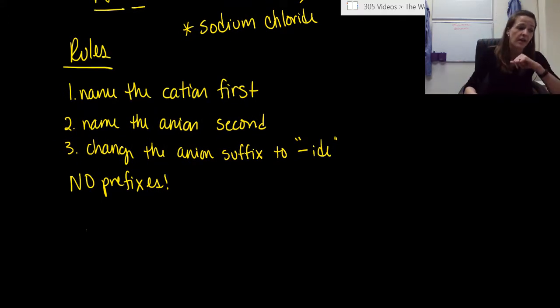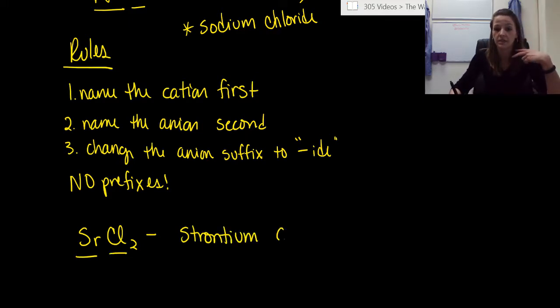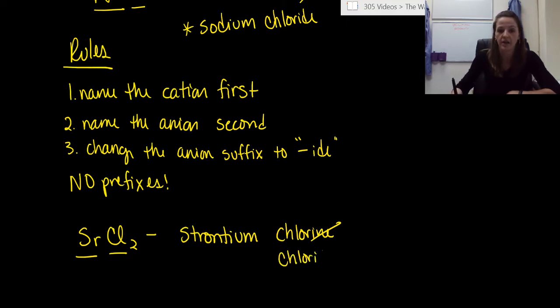So let's do an example together. SrCl2. So we name the cation first. Sr is strontium. Name the anion second. So we have chlorine. Number three, change the anion suffix to IDE. So instead of chlorine, we now have chloride. So your answer here, or what we name SrCl2, is strontium chloride.